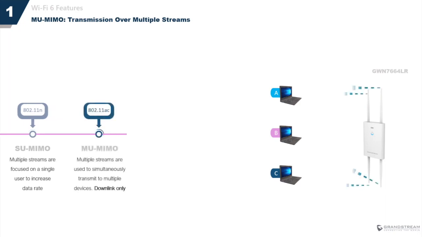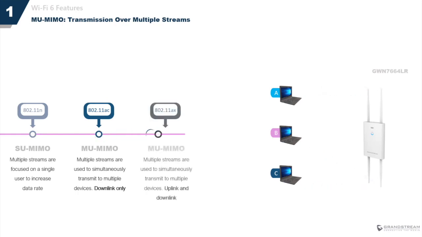802.11ac Wave 2 improved the MIMO technology by allowing the access point to communicate with multiple wireless clients simultaneously instead of just focusing on a single user. And this is referred to as multi-user MIMO. And in 802.11ac, this works only for downlink. Wi-Fi 6 improved this technology so it can be used for both uplink and downlink.